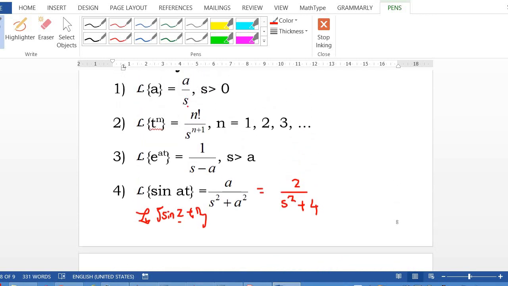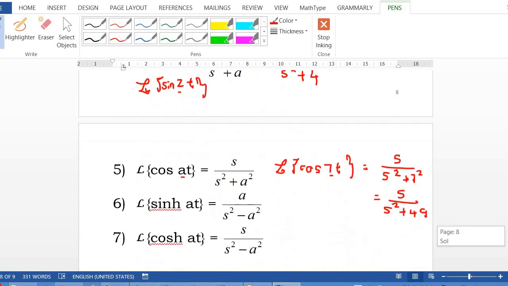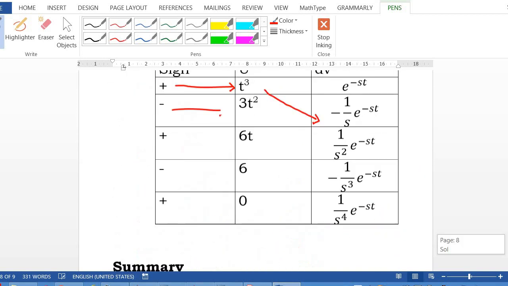Okay, we have shown 4 formulas. Laplace transform for a is a over s. Laplace transform for exponent at is 1 over s minus a. Laplace transform for sin at is a over s squared plus a squared. Laplace transform for cos at is s over s squared plus a squared.